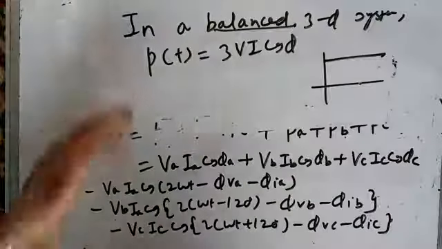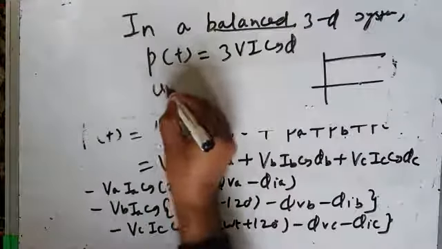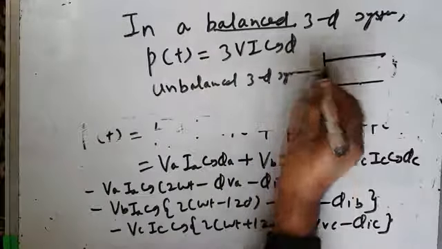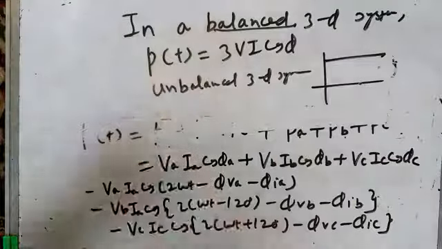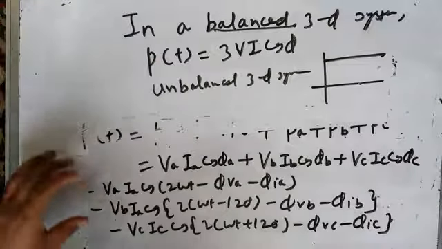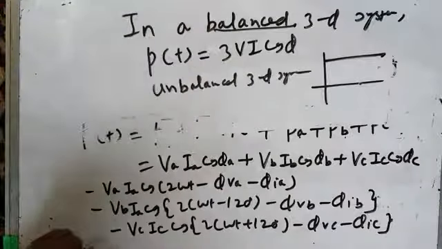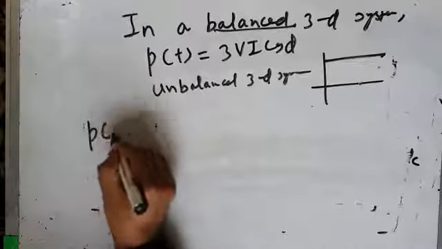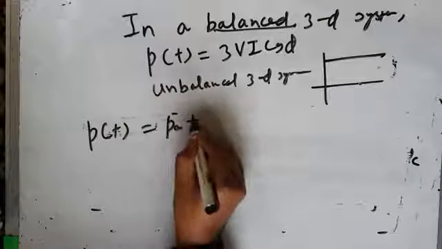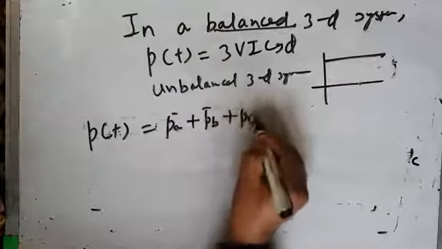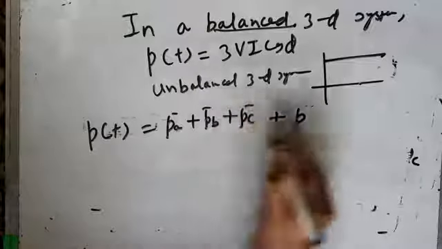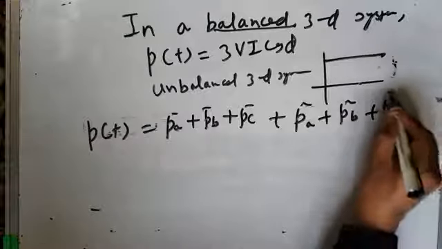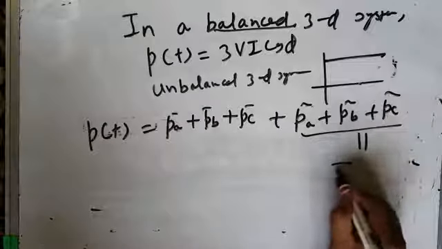But what happens when your three-phase balanced system becomes a three-phase unbalanced system? As soon as there is an unbalanced three-phase system, where there is unbalance in three-phase voltages as well as three-phase currents, the power delivered to the load is no longer constant. The power delivered to the load is PA plus PB plus PC plus oscillating terms. These are constant average terms, but there are oscillating terms also, and these oscillating terms don't add up to 0.